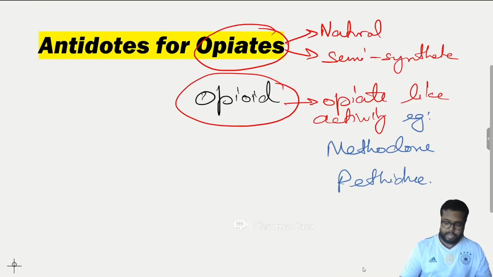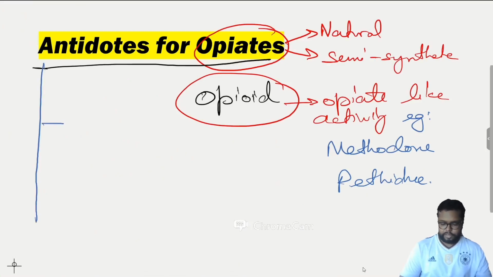So we were at the antidotes for opiates. In antidotes for opiates, first and foremost, the specific antidote we have is naloxone. It is the antidote of choice.